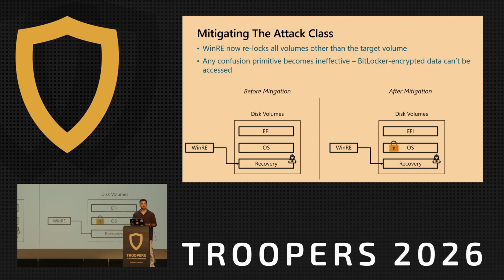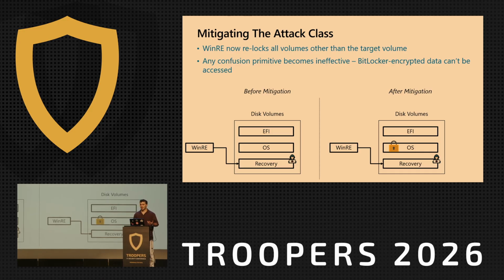We had a few options in mind, and then the mitigation that we ended up implementing enforces a simple rule. Once WinRE identifies the target volume, and before launching any recovery tool, it relocks all the volumes other than the target volume. As you can see, in the before mitigation state, if WinRE recovers the recovery volume, the OS volume remains unlocked. But in the after state, WinRE recovers the recovery volume or any other volume, all other volumes are going to be relocked immediately.